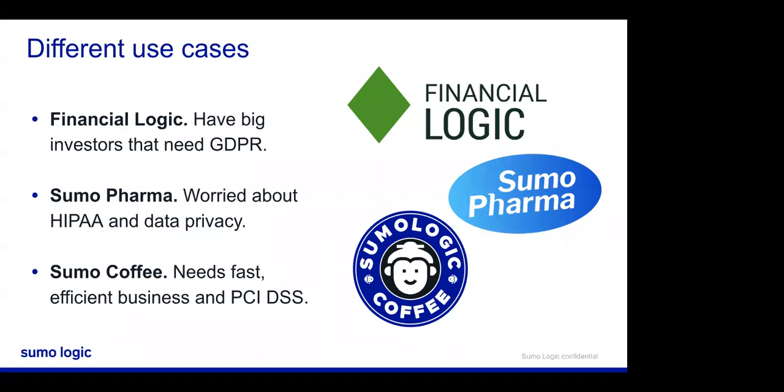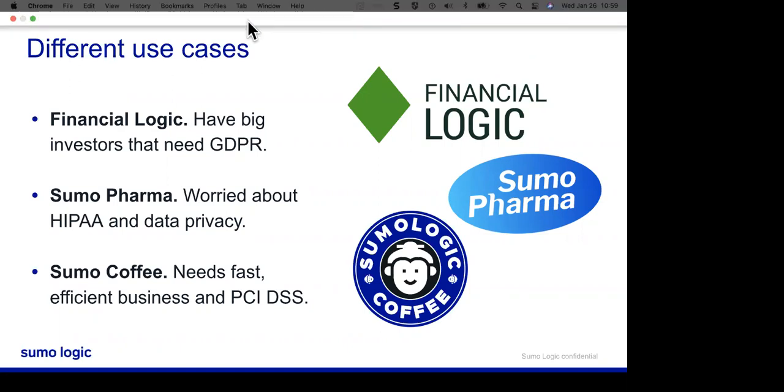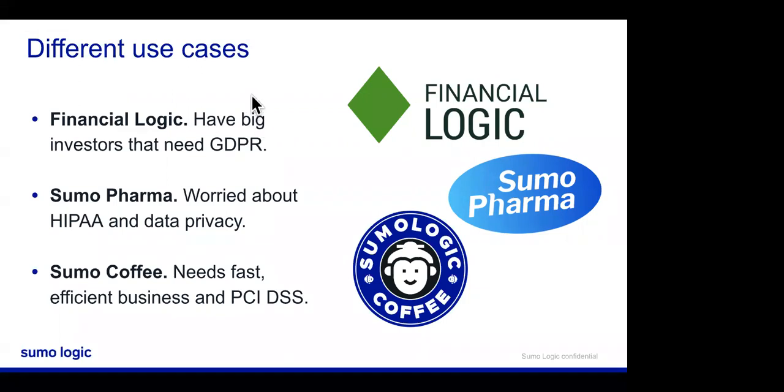Customers and people can opt out and say, no, you can't use my information, period, okay? We also have Sumo Pharmacy, which is worried about HIPAA and data privacy on healthcare issues. And then we have Sumo Coffee, which needs, again, PCI compliance. So you're going to find that we have 3 different use cases, and we have 3 different scenarios for you to use and understand what's going on.